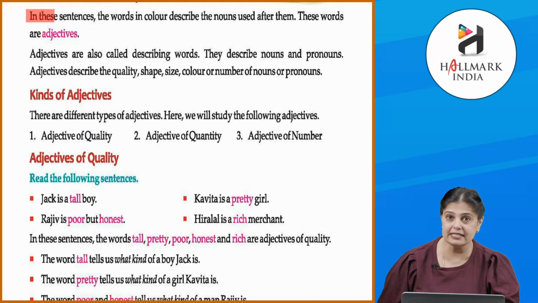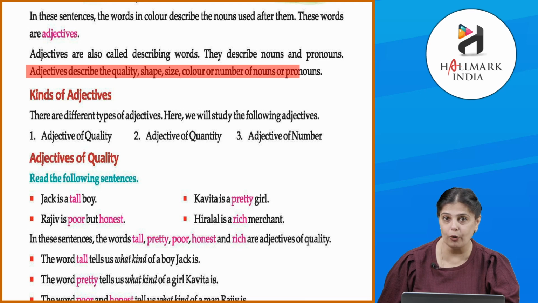So, in these sentences, the words in color describe the nouns used after them. These words are adjectives. Adjectives are also called describing words. They describe nouns and pronouns. Adjectives describe the quality, shape, size, color or number of nouns or pronouns.